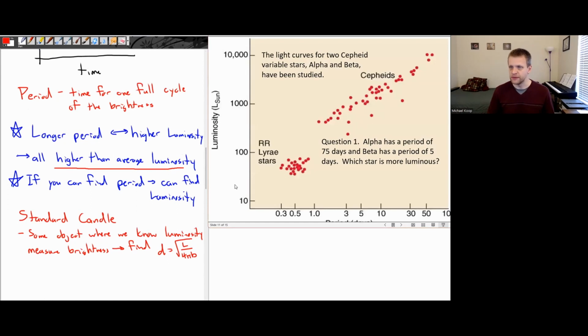So let's look at some examples. Question 1: let's say we've got two stars, alpha and beta. Alpha has a period of 75 days, beta has a period of 5 days. Which star would be more luminous? Pause the video and give yourself a chance to answer that.